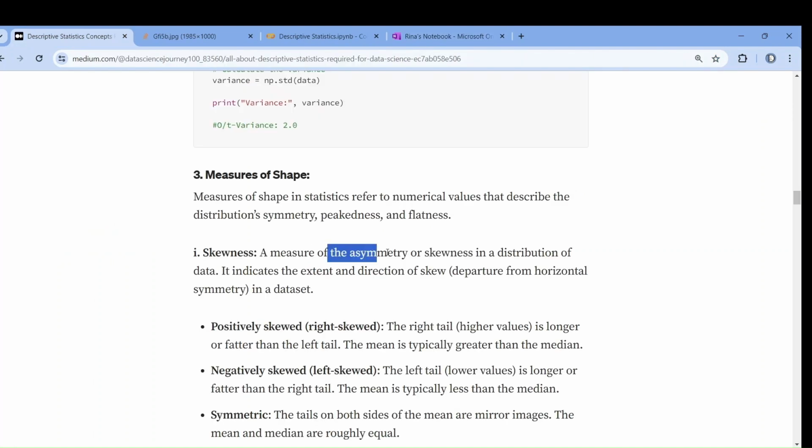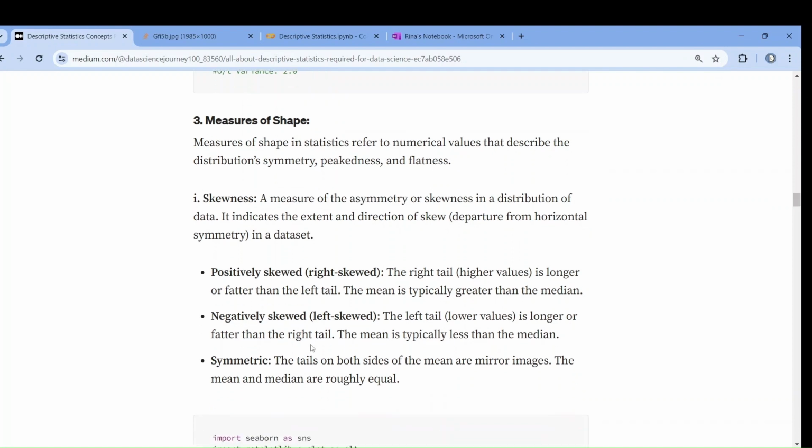Skewed means a measure of asymmetry. Data is not symmetrical. Now we want to know how much asymmetrical the data is. For that we have to calculate skewness. Okay. Now, what is positively skewed? Positively skewed means the right tail is longer or fatter than the left tail.